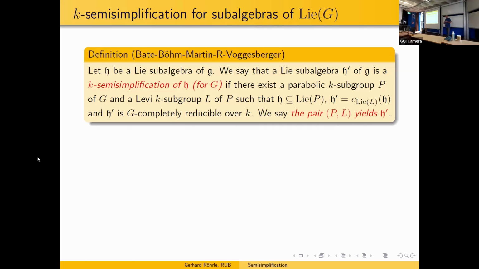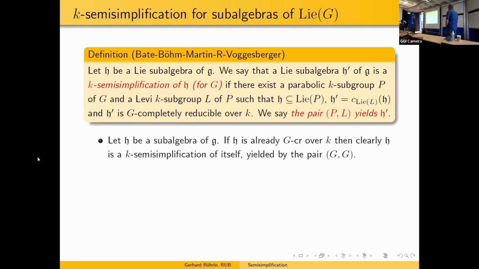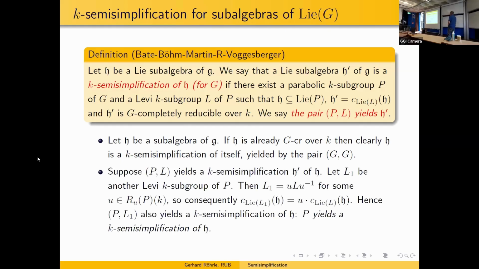Same questions: existence and uniqueness up to conjugacy. We prove the same thing. Okay. Trivial example again: if the subalgebra is already GCR over K, well, it's its own semisimplification. You don't have to do anything else. It's simplified. And the same analogous statement: what if I have a different Levi subgroup? Well, then they're conjugate by a rational point from the unipotent radical. So it's really the parabolic that yields a semisimplification rather than the pair.